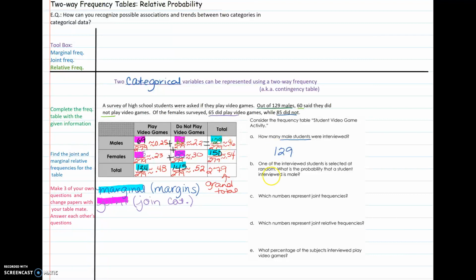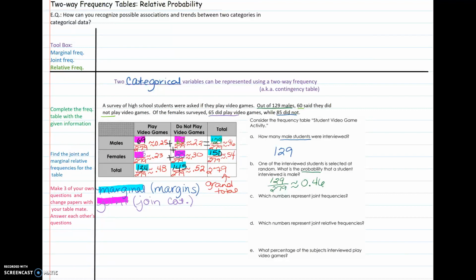Now one of the interviewed students is selected at random. What is the probability the student interviewed is male? Key thing here, probability. I'm going to definitely underline that. Probability tells me I'm talking about a relative frequency. I need that decimal, that fractional answer. So what's the probability that a student interviewed is male? Well, how many males were there? Again, 129. 129 out of how many people were interviewed? 279. Which we said gave us approximately 46 hundredths. So about 0.46. And notice I keep putting that about because I'm having to round this stuff, which is how it's all going to work.